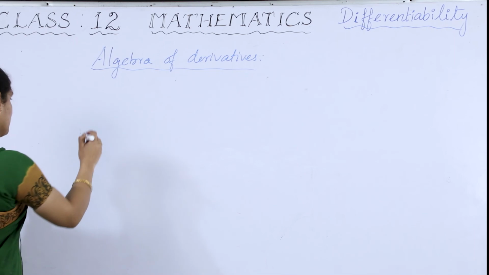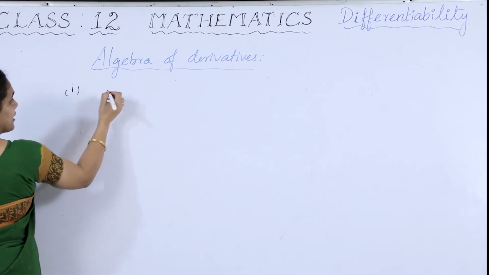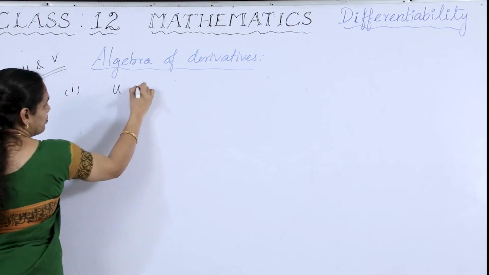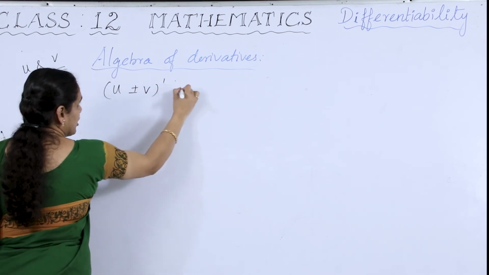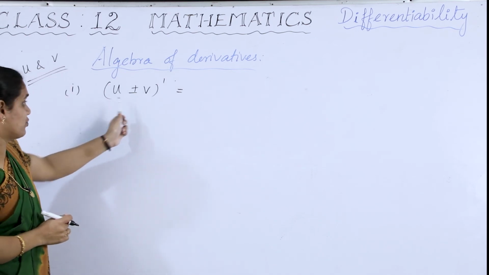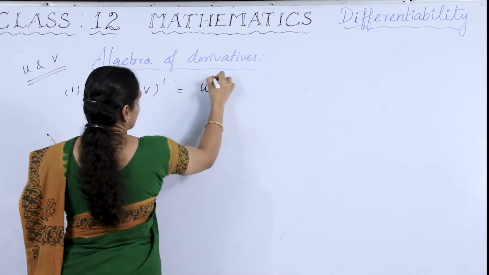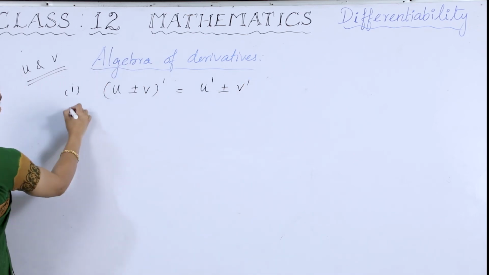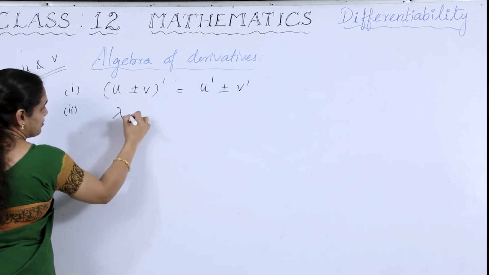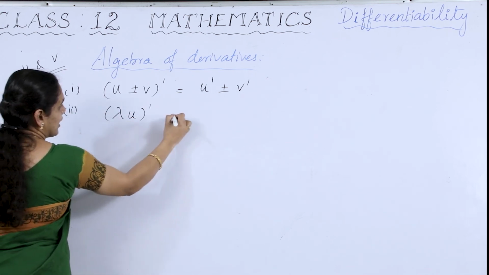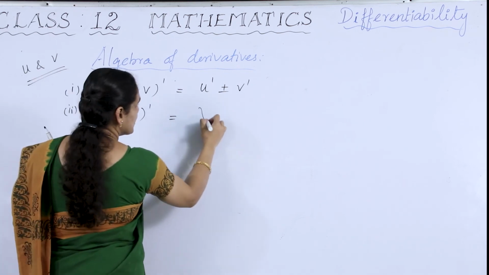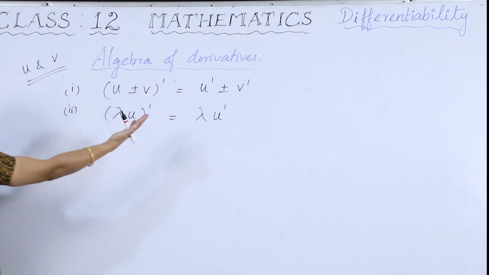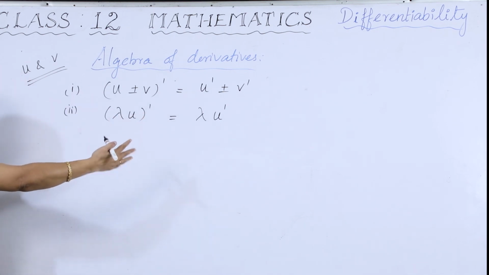Algebra of derivatives. Okay. Let me take u and v as two functions. Then (u plus or minus v) whole dash: if you are finding the derivative of u plus or minus v, then you can find it like u dash plus or minus v dash. Separately you can find the derivative. Both will be equal. The second one is when you multiply a function with a scalar and try to find the derivative, this is equal to lambda u dash. Lambda is a scalar here. You can take that scalar outside and then differentiate only the function.